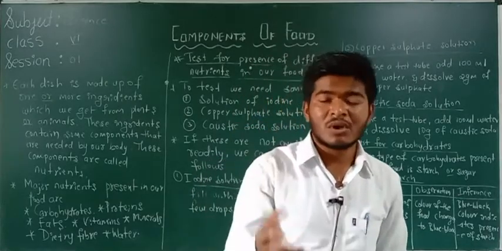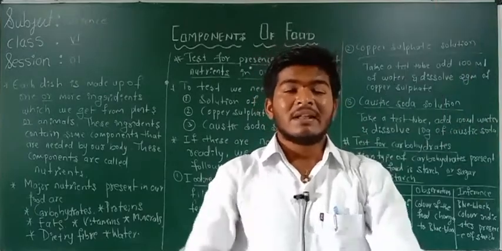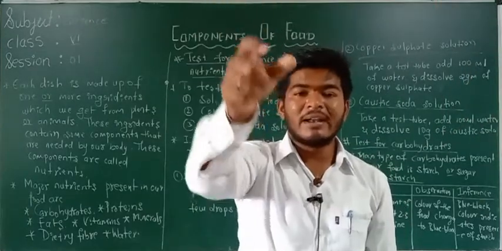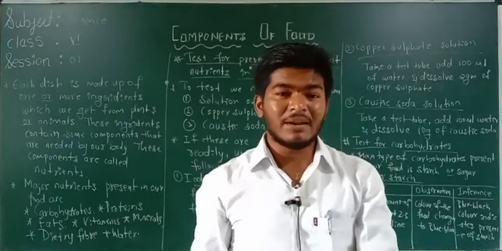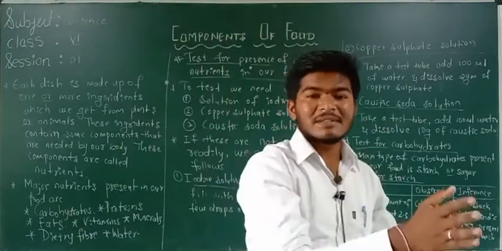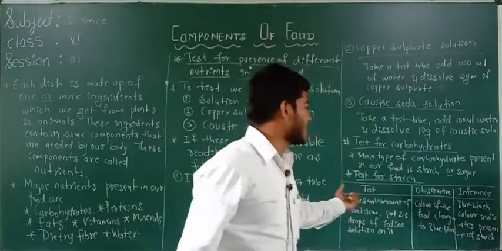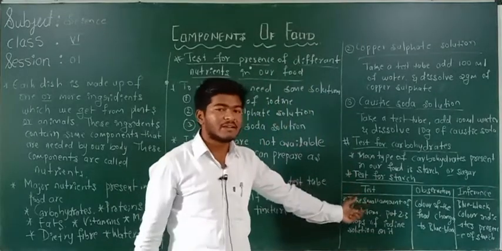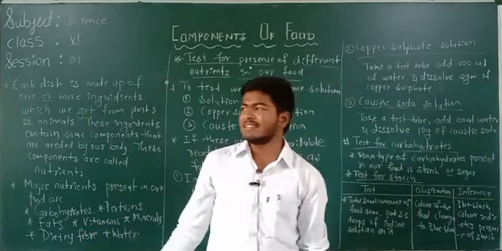So you have to make some tests. In your textbook one chart is given. They have given some food items and columns for carbohydrate, protein, fats. You have to make the experiment. If they are present, make a right mark there. If they are not present, make a wrong mark. Is it understood? So you have to make the experiment to know whether carbohydrates are present or not in the given food item.